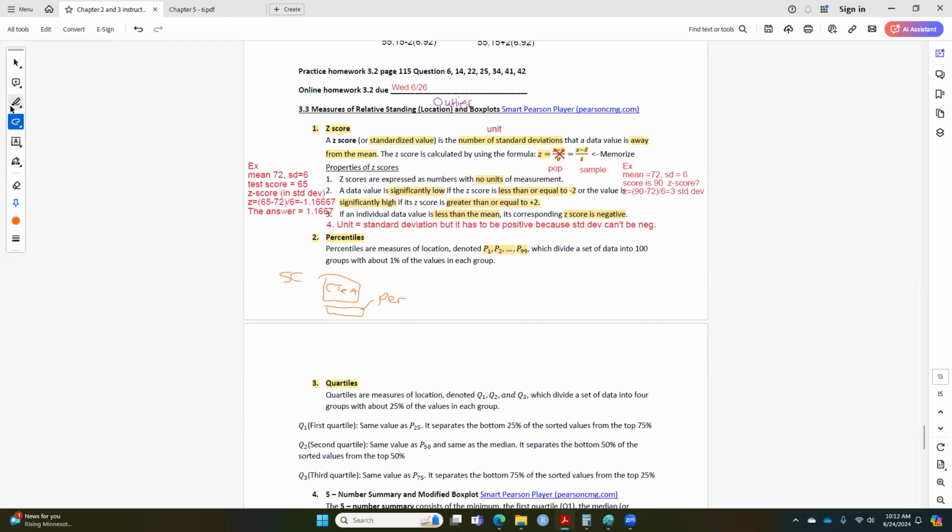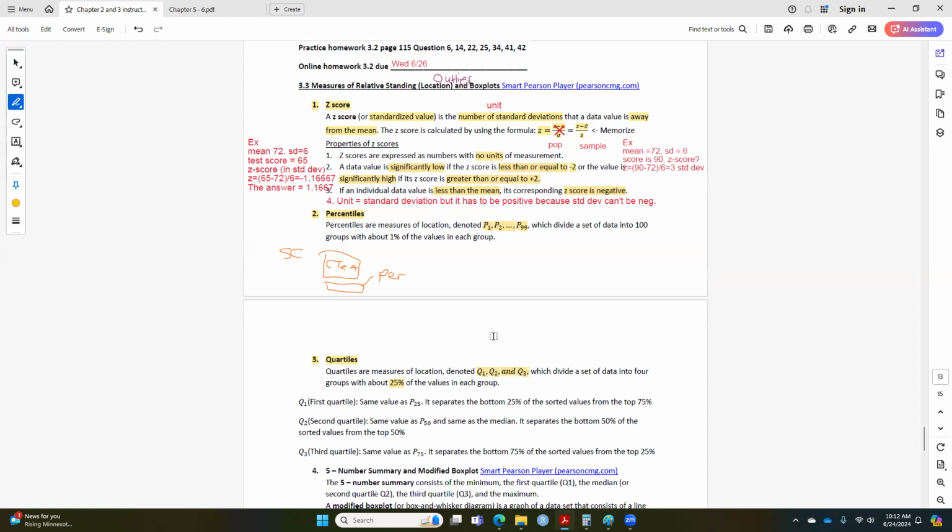Next, quartiles. A quartile is where you break the data into 25%, like quarters. So we only have 3 types of quartiles: Q1, Q2, and Q3. Q1 in this case is the same as the 25th percentile, meaning that it separates the bottom 25% from the top 75%.